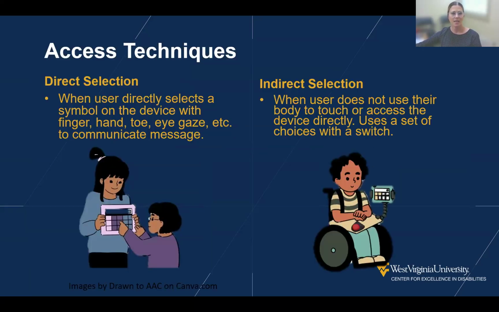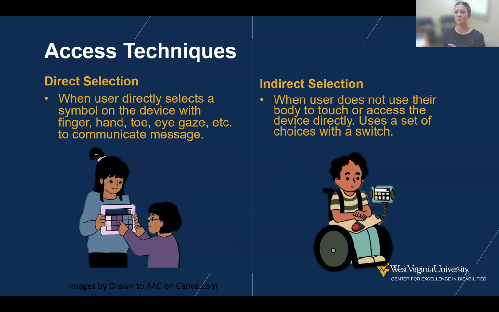Okay, so access technique. I mentioned the two options earlier, and I think I am going to have time to show the videos, so I'll show those next. There are different access techniques. The direct selection access technique means a user is directly selecting a symbol, usually with their body parts, right? We can use a finger, a hand, a whole hand to touch something. We could use a toe. We could use eye gaze, literally using your eyes to look at the screen and select something to communicate a message. That is still direct selection, even though you're not touching it.